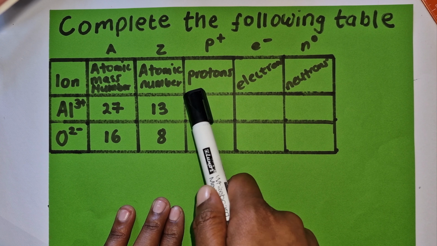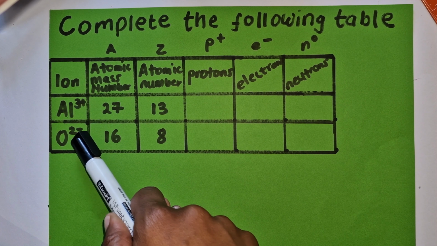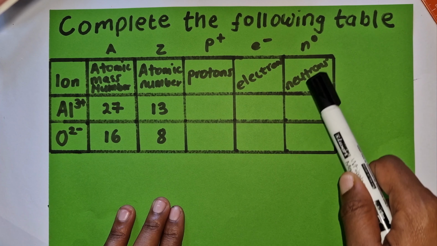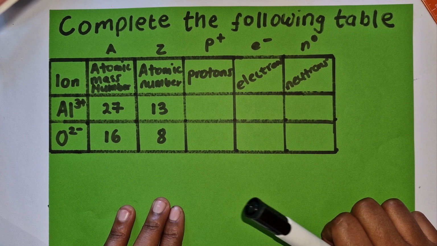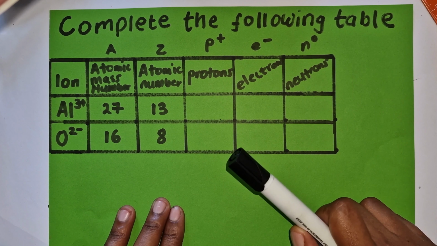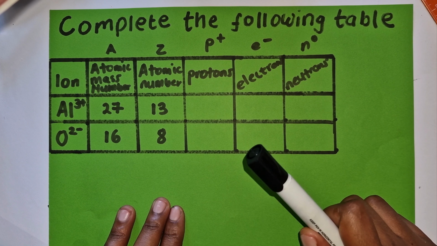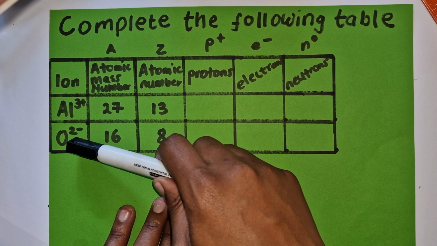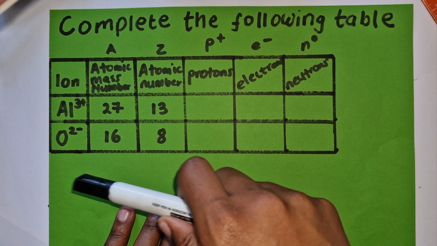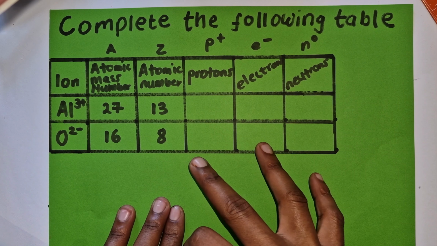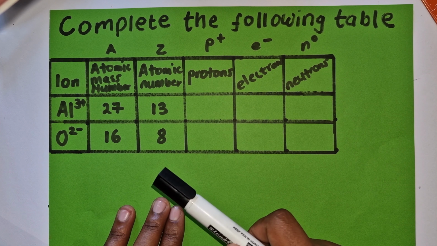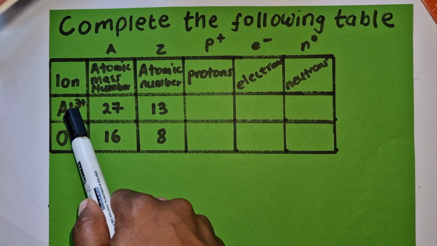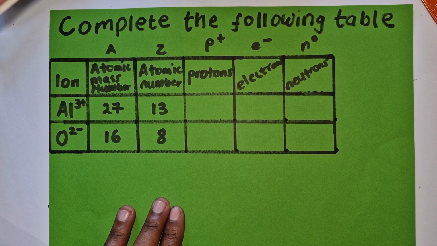So we need to find what is the number of protons for both these 2 ions, and what is the number of electrons for both, and what is the number of neutrons. Before we can answer this question, let's revise a few things about neutral atoms. Before we can talk about ions which have lost or gained electrons, we must first establish a few things about neutral atoms, especially neutral atoms of aluminium and oxygen.